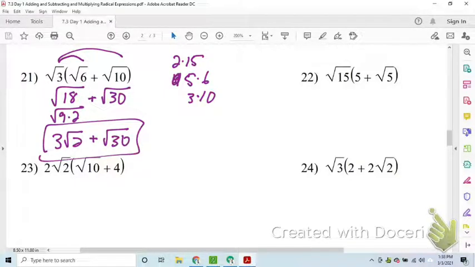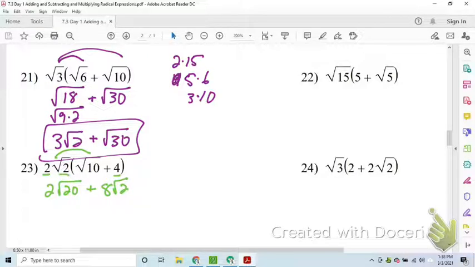I love it. All right, now I'm going to change my color here. Here we go. 2 root 2 times root 10. So the 2 hangs out. 2 times 10 is 20. And then plus 2 times 4 is 8, so it'll be 8 with a root 2 on it right there. Okay, that's how you multiply those.